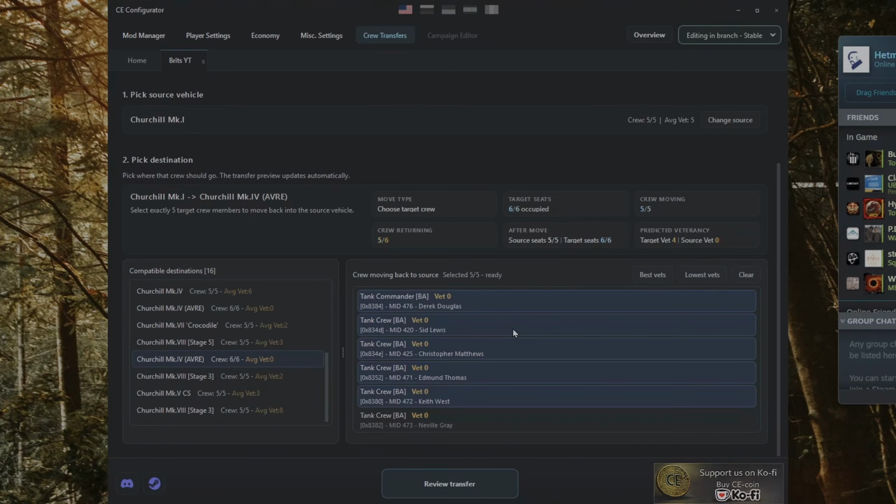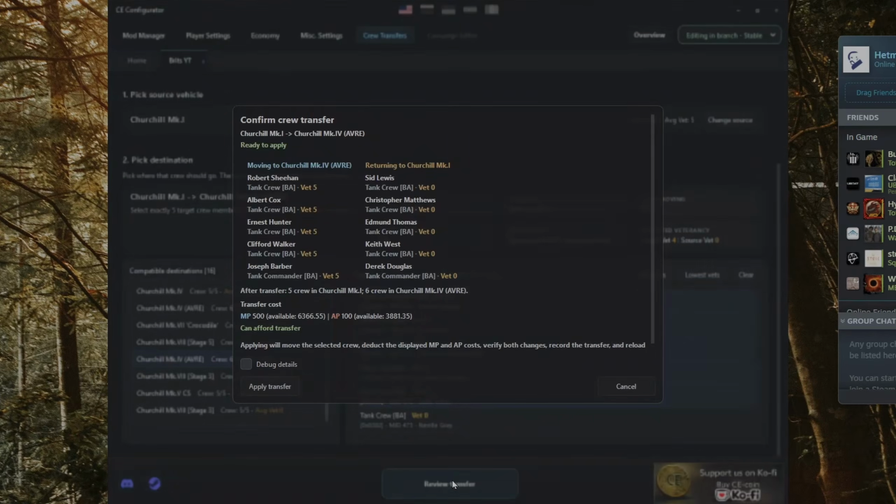So, but let's go and review transfer. So you can see that Robert exchanging place with Sid, Albert with Christopher, and so on and so forth. But there is a bit of a price tag to it. So whenever you're changing crews, these guys have to enter new vehicles. Even though they might be veterans, they have to get used to their new vehicles. They have to train. This training will cost some money. Essentially, it costs 50 manpower points and 10 ammunition per crew that's being transferred.